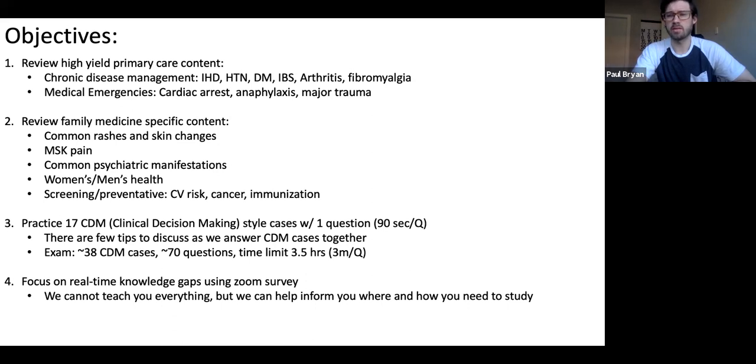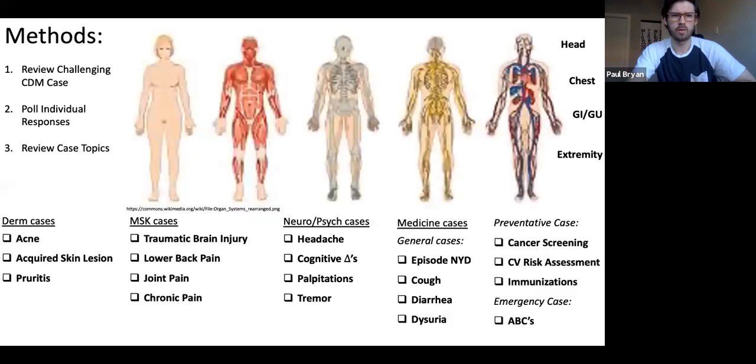We'll see if the cases are more fun and valuable, or if it's more valuable just to hear us talk about certain things that you have questions about. So what are we going to do? This is what things will look like. We're going to review the challenging case, hear your responses in the chat, like this doesn't make any sense, or yes, this is great, keep going. And then we have case topic review slides after each case on that topic.